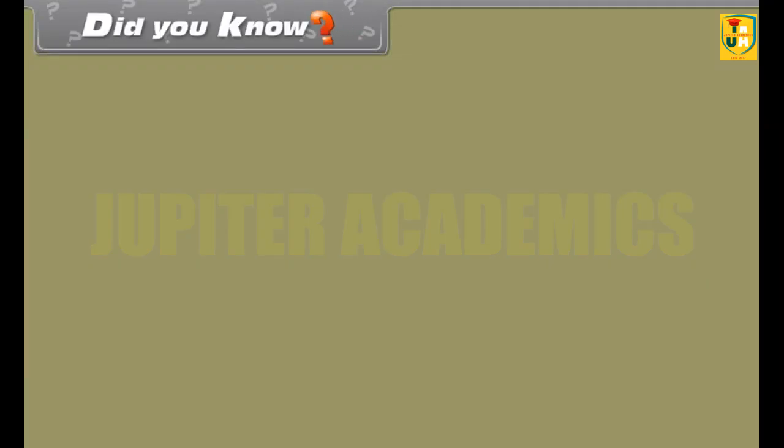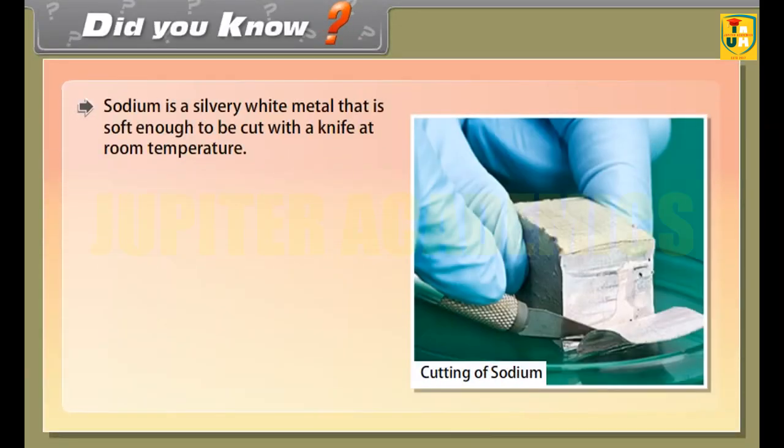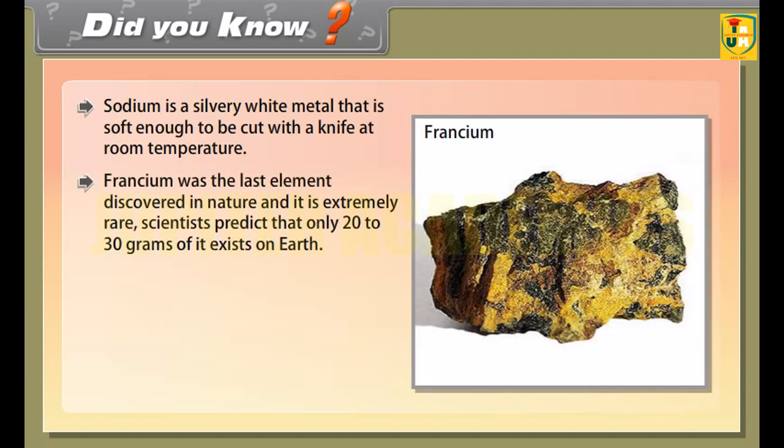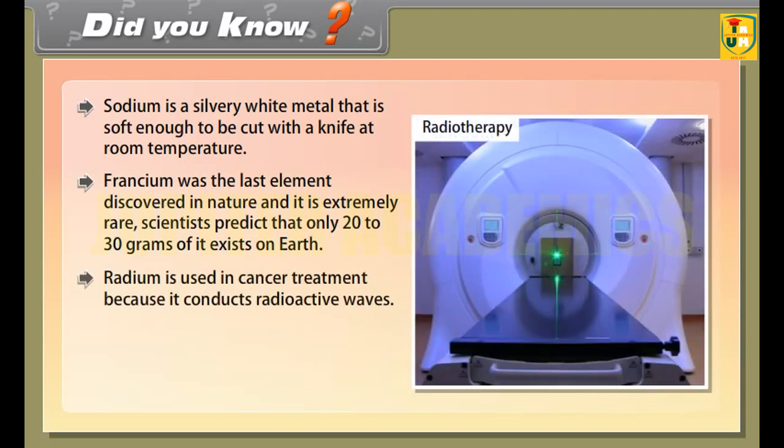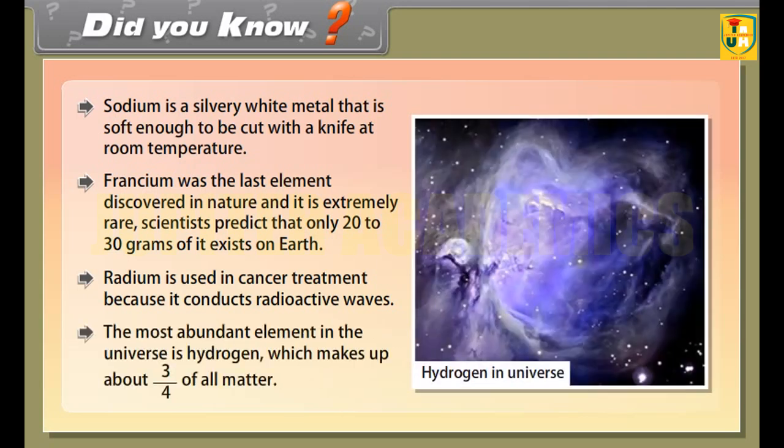Did you know? Sodium is a silvery white metal that is soft enough to be cut with a knife at room temperature. Francium was the last element discovered in nature, and it is extremely rare. Scientists predict that only 20 to 30 grams of it exists on Earth. Radium is used in cancer treatment because it conducts radioactive waves. The most abundant element in the universe is hydrogen, which makes up about 3/4 of all matter.